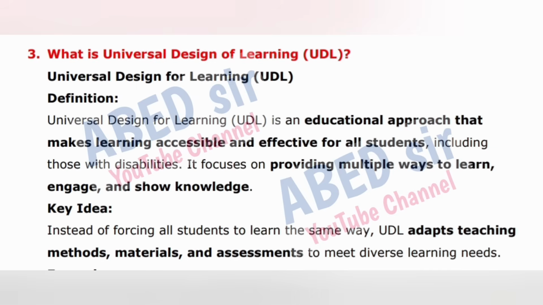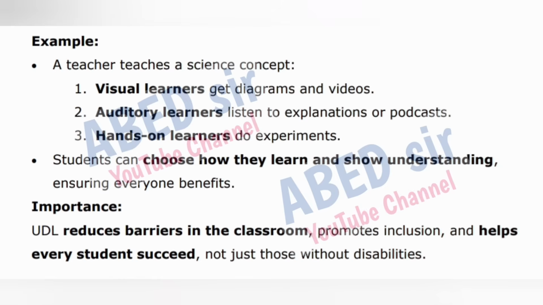Next important short question is: 3. What is Universal Design for Learning (UDL)? Definition: Universal Design for Learning (UDL) is an educational approach that makes learning accessible and effective for all students, including those with disabilities. It focuses on providing multiple ways to learn, engage, and show knowledge. Key idea: instead of forcing all students to learn the same way, UDL adapts teaching methods, materials, and assessments to meet diverse learning needs.